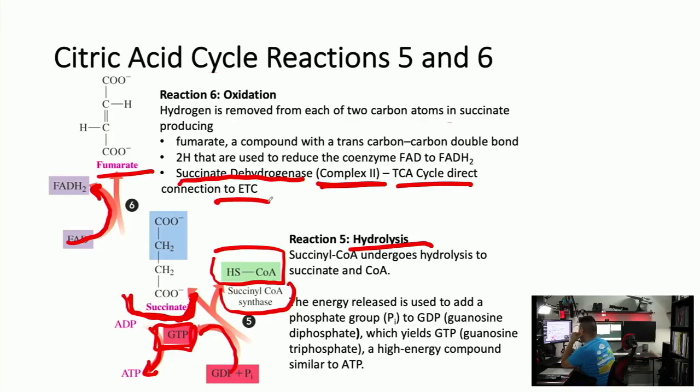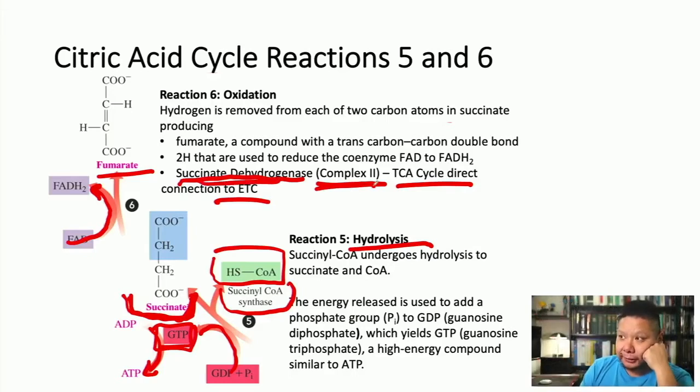The TCA cycle has a direct connection to the electron transport chain, where one of the enzymes, succinate dehydrogenase, is also complex 2 of the electron transport chain. That's important to know. Remember that. So succinate becomes fumarate in step 6, in this oxidation reaction.